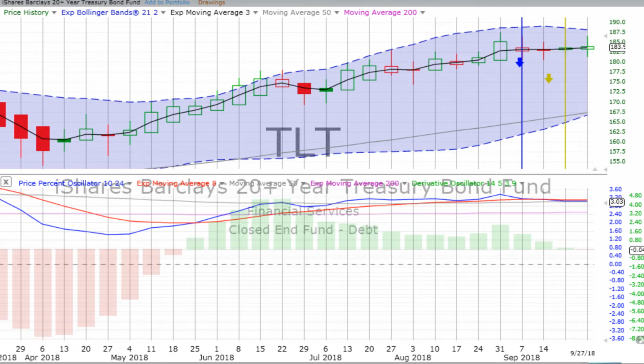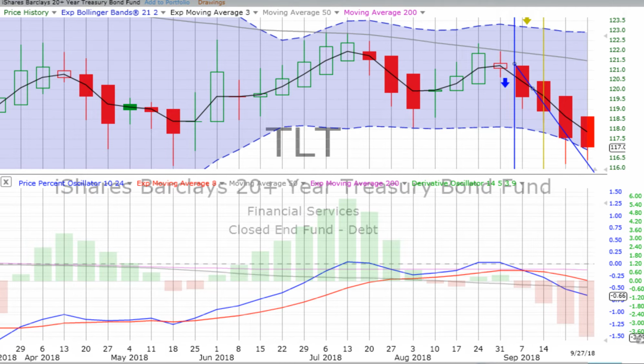Let's keep moving. What do we see on 20-year bonds? They were up just a little bit for the day, 0.07%. We see that the weekly chart is still strongly moving down. Price percent oscillator still moving down, not as much as it had been the week before, but still down. And the derivative oscillator is still down.